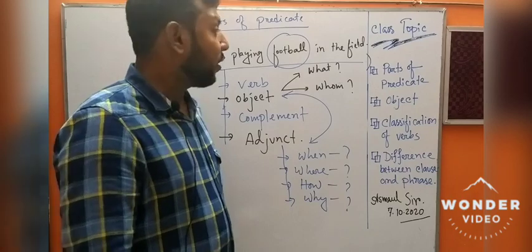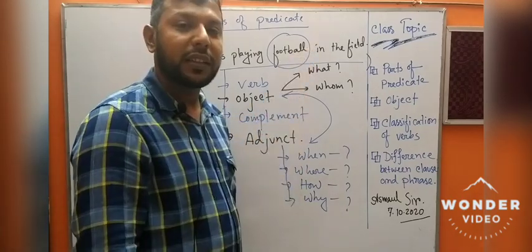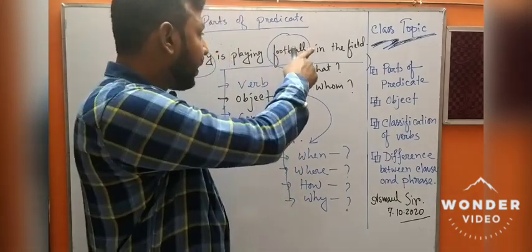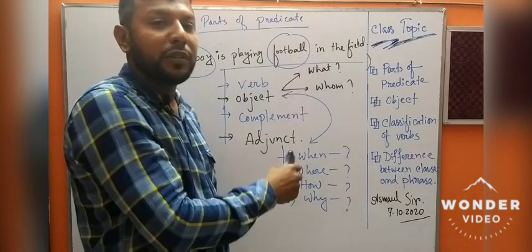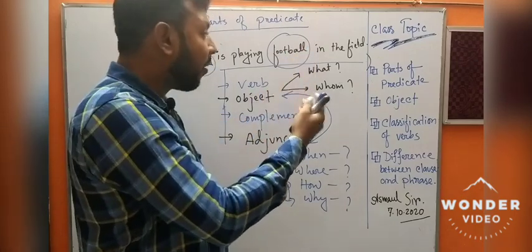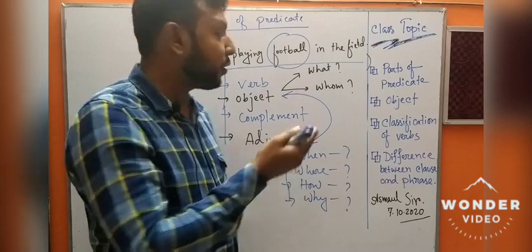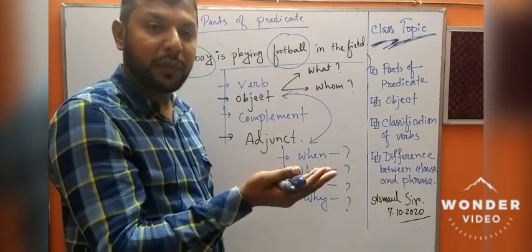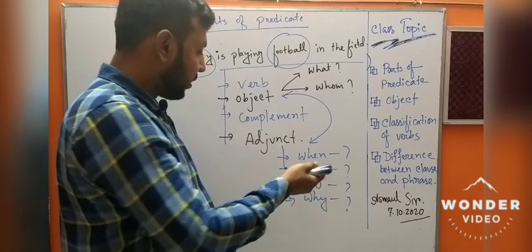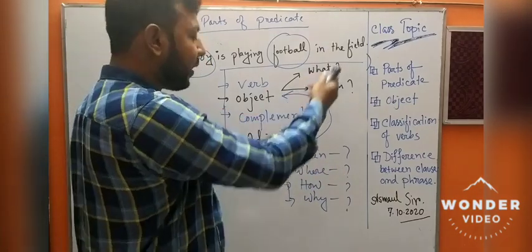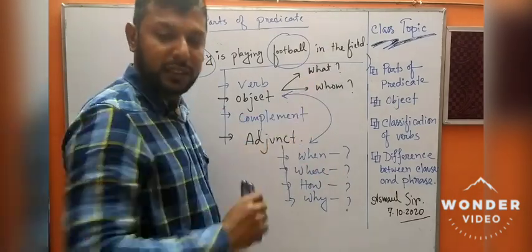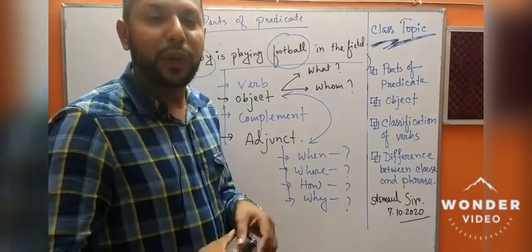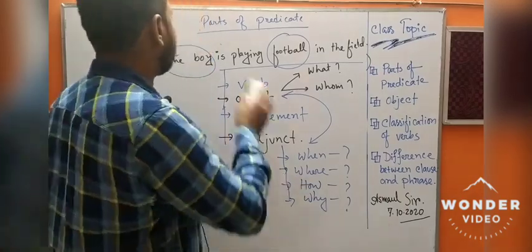So my question, what is in the field? In the field, it gives the information where the verb takes place. So the boy is playing. Where is the boy playing? The boy is playing in the field. So it is adjunct. Let me give some more examples so that you can be clear.